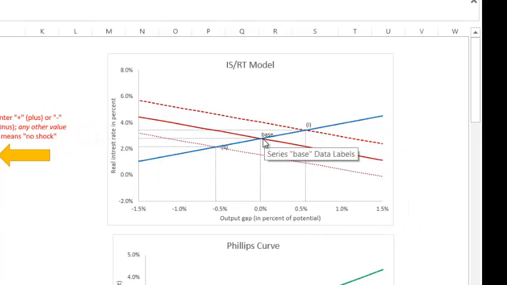The RT curve this time has shifted to the left from the red solid line to the red dotted line. We move downward and to the left along the RT curve. Thus we see that the output gap does decrease, even though by reducing interest rates, the central bank has triggered a little bit of extra demand.